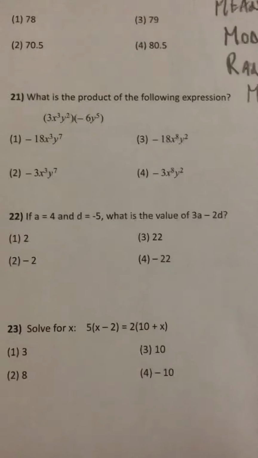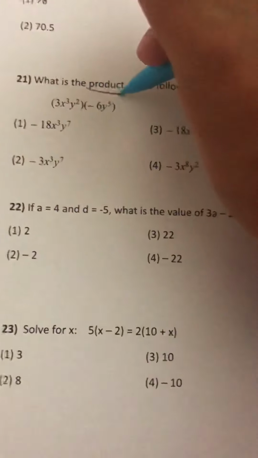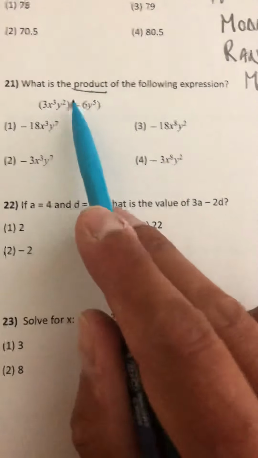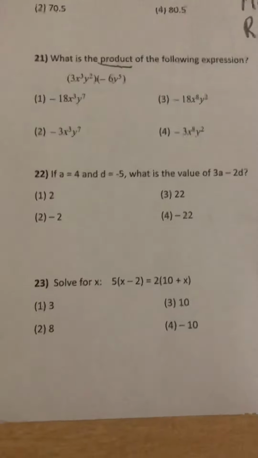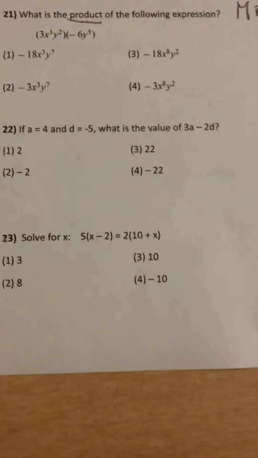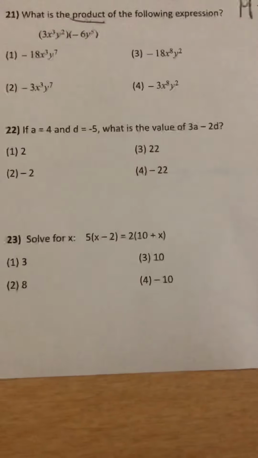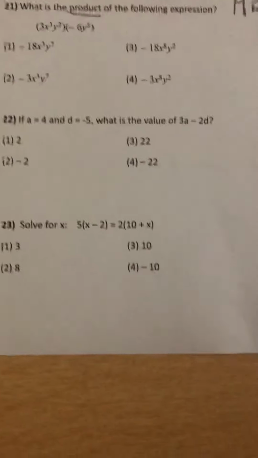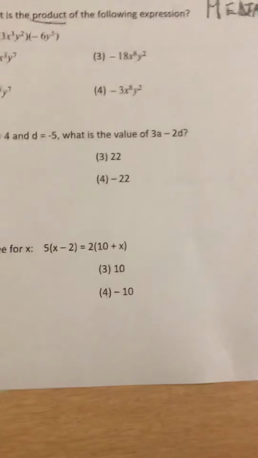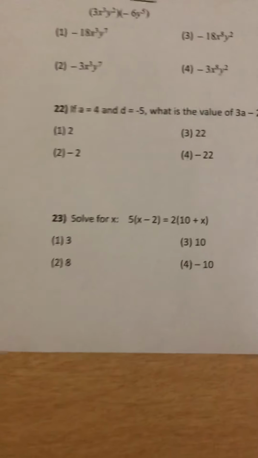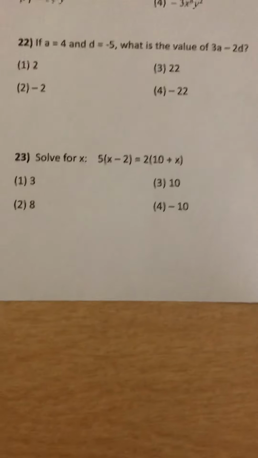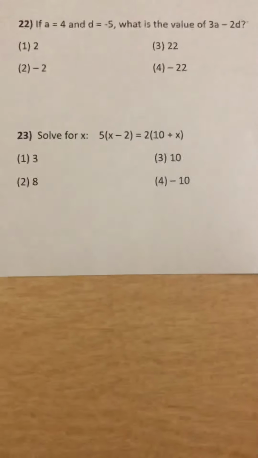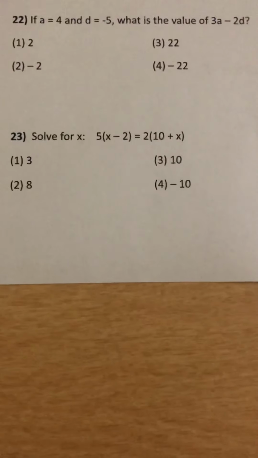For number 21, we have product. So the product is you multiply. You multiply the coefficients, and then add the exponents of the like variables. For number 22, you're given A is equal to 4 and D is equal to negative 5. You're just going to plug those in and use the order of operations. For number 23, the last question, you're going to distribute the 5 and the 2, and then you'll solve for x to get an answer.